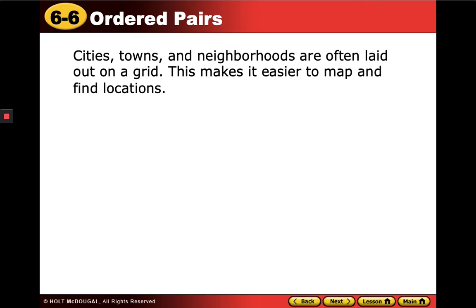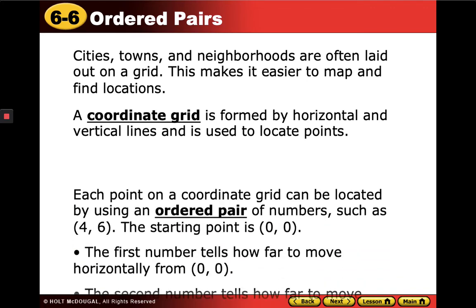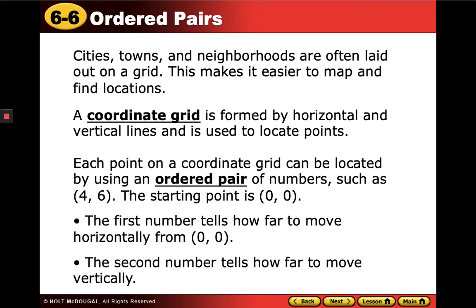Here's an example. Cities, towns, and neighborhoods are often laid out on a grid. This makes it easier to map out and find locations. A coordinate grid is formed by horizontal and vertical lines and is used to locate points. It is kind of like a graph. Each point on a coordinate grid can be located by using an ordered pair. This is a really key term: ordered pair of numbers, such as 4, 6.